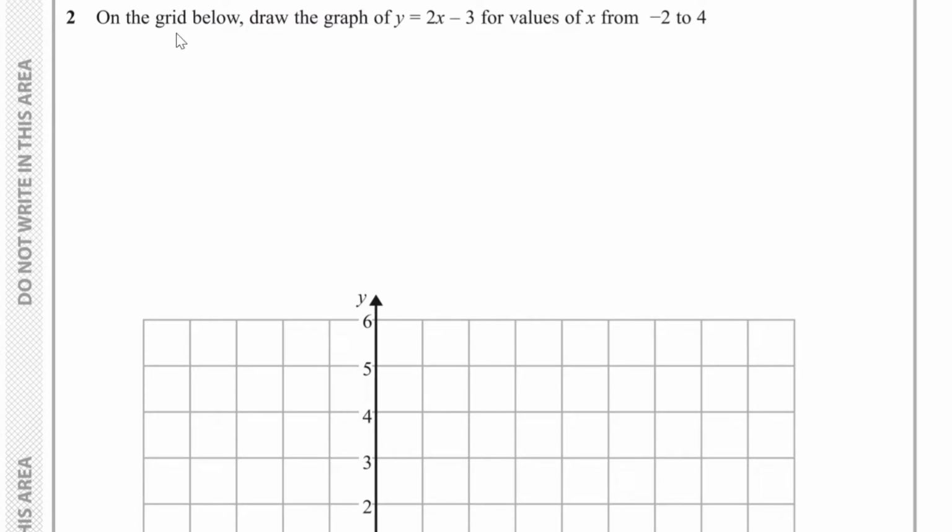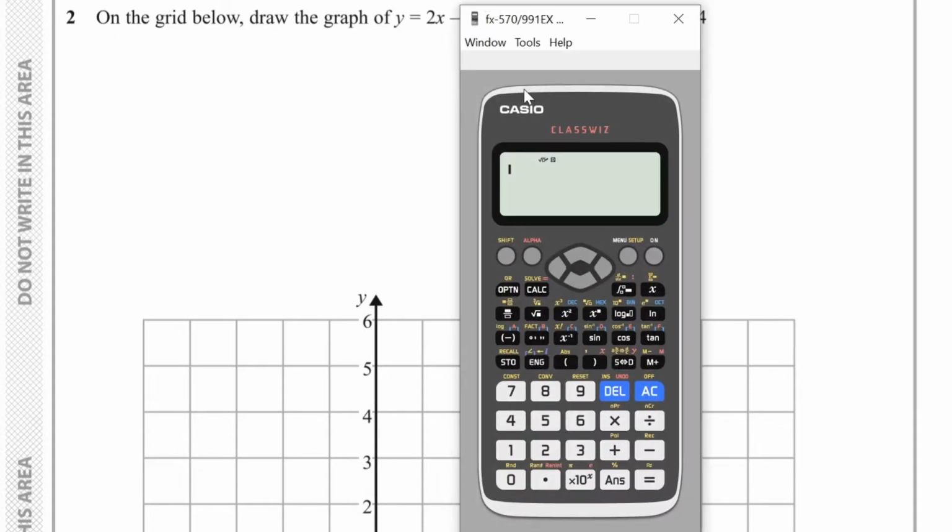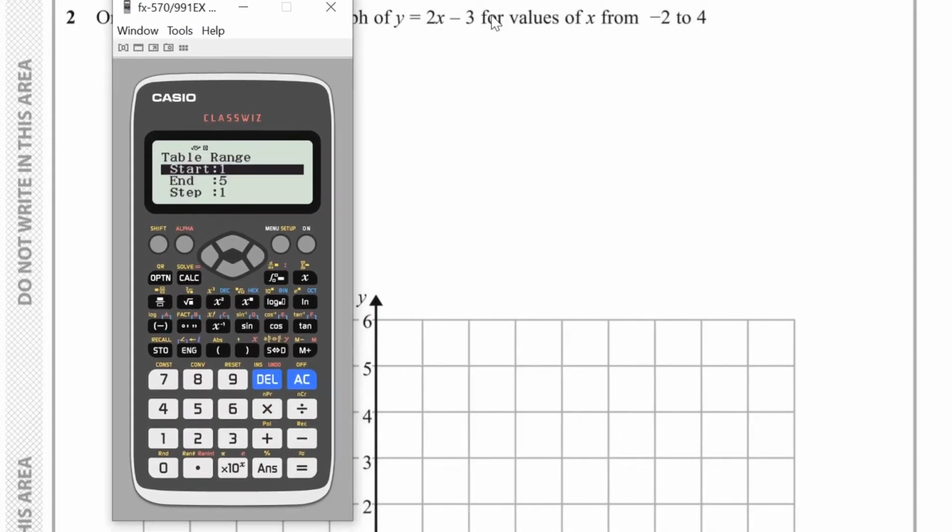Question number 2. On the grid below, we have to draw the graph of y equals 2x minus 3 for values of x from minus 2 to 4. And if we do that, we can use our calculator. Of course, on the calculator you can access the table option. We type in our function, 2x minus 3, and we want to plot this from minus 2 to 4.